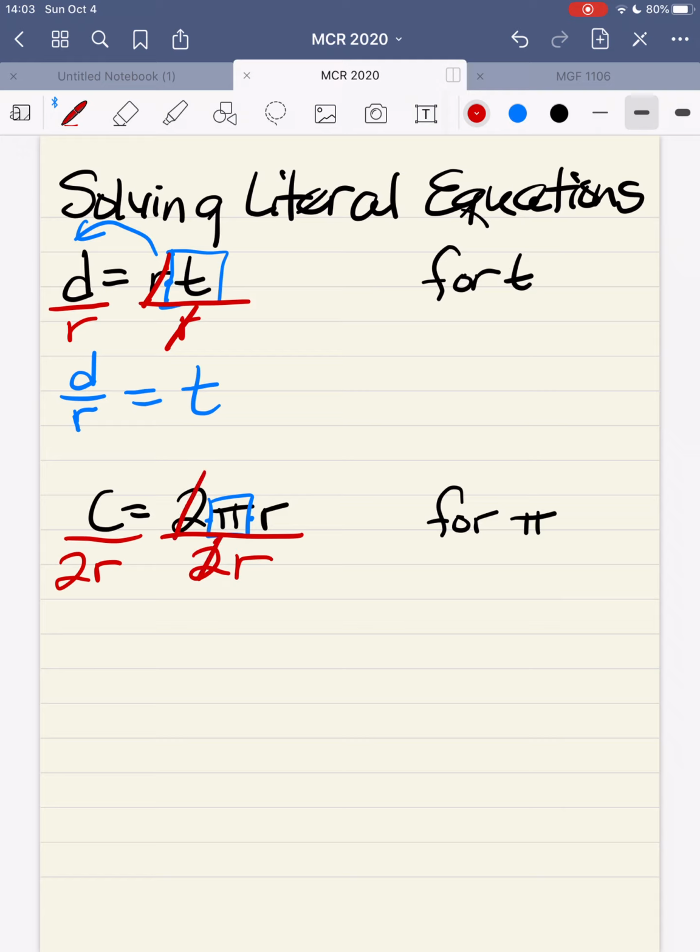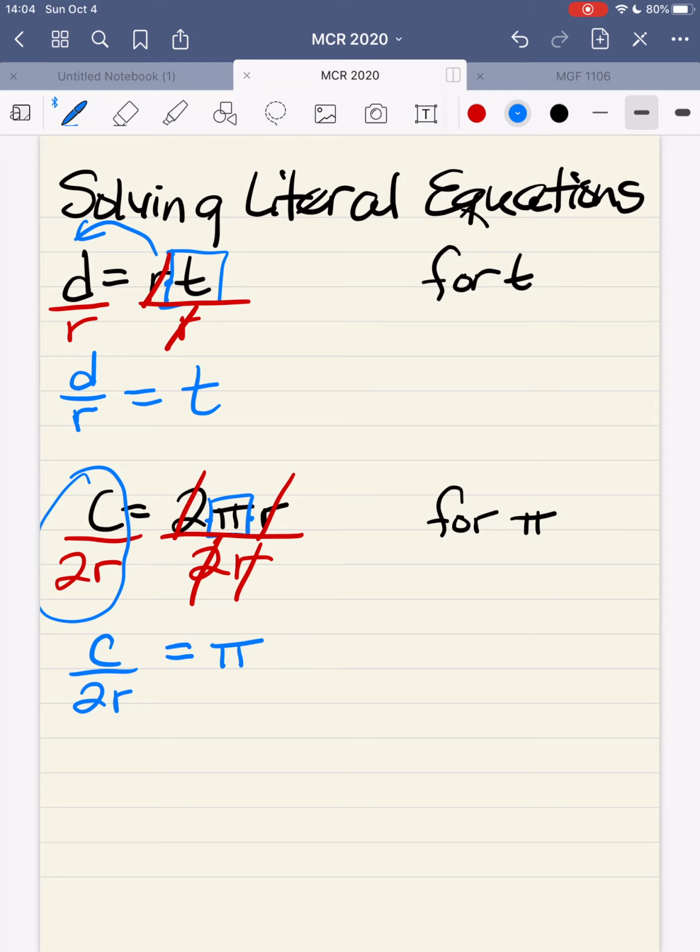So the 2's on this side are going to cancel. The R's on this side are going to cancel. The only thing that's left is my pi that's in that little blue box there. What's left over on the other side? I can't combine anything here. So I'm left with C divided by 2R. I'm done. So you're not trying to create more work for yourself by trying to combine things that you can't. You're just applying your rules for equations to things that are not numbers now, but they're all the same rules.